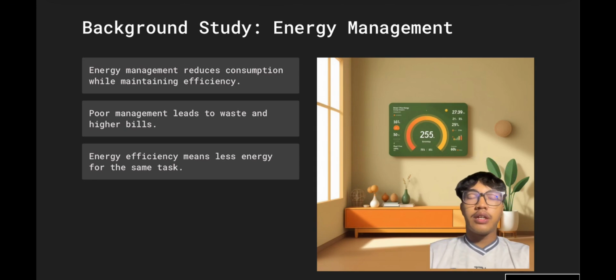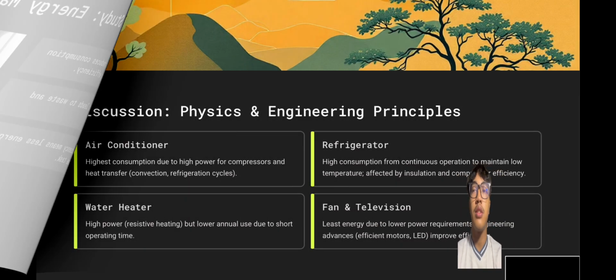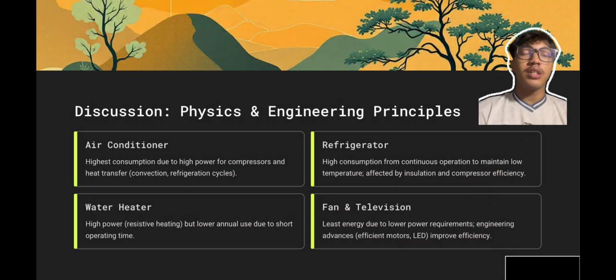So, for my part, I will continue to the background study for energy management. We know that energy management can reduce consumption while maintaining efficiency. Also, poor management leads to waste and higher bills. And also, energy efficiency means less energy for the same task. So we proceed to the next, which is the discussion in terms of physics and engineering principles.